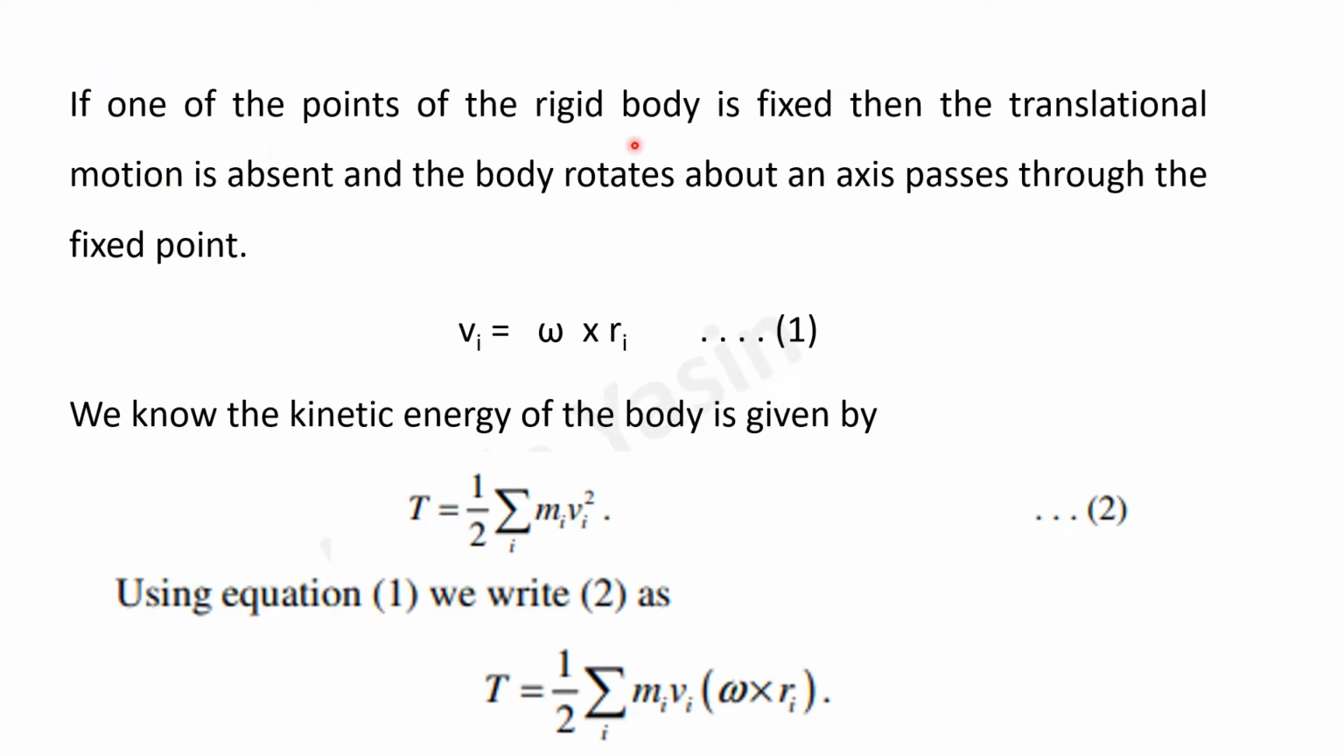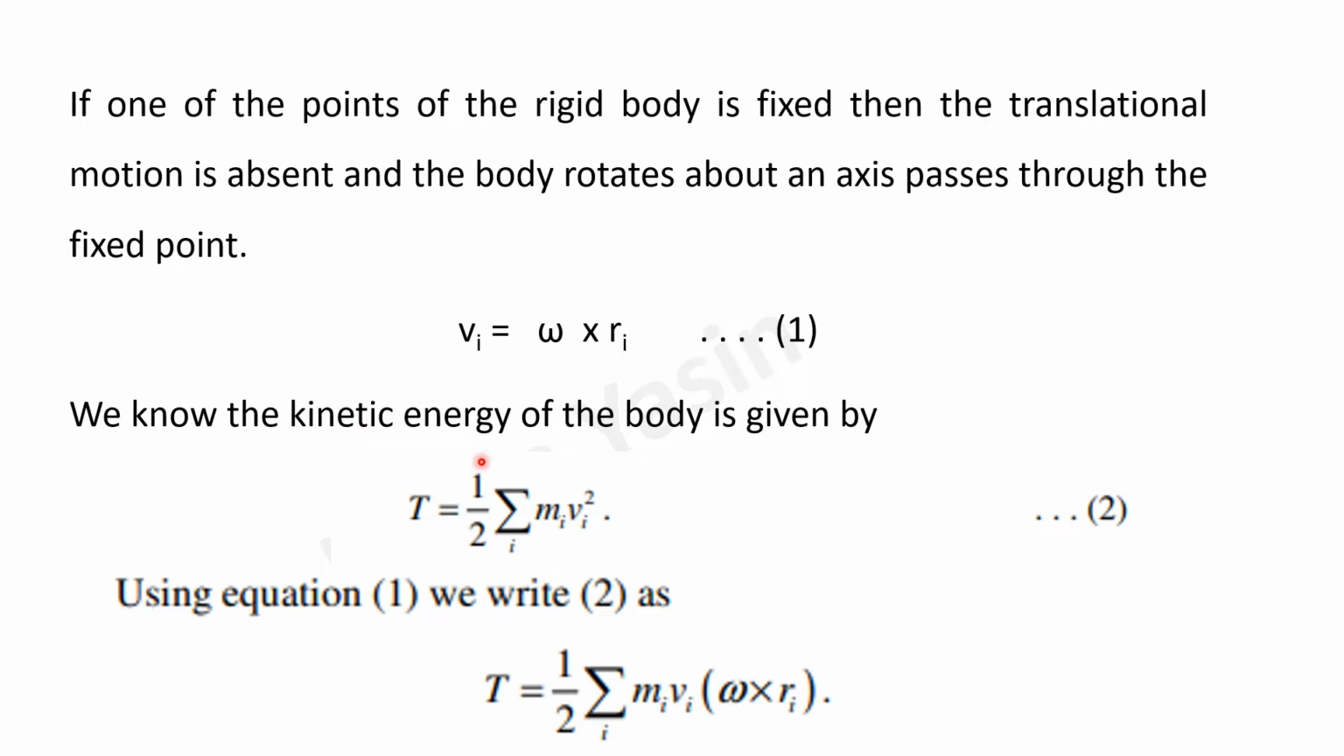If one of the points of the rigid body is fixed, then the translational motion is absent and the body rotates about an axis passing through the fixed point. That means if any point on the rigid body is fixed, the body cannot translate, but it will rotate about that fixed point. Then the velocity will be vi = omega cross ri, that is equation number 1.